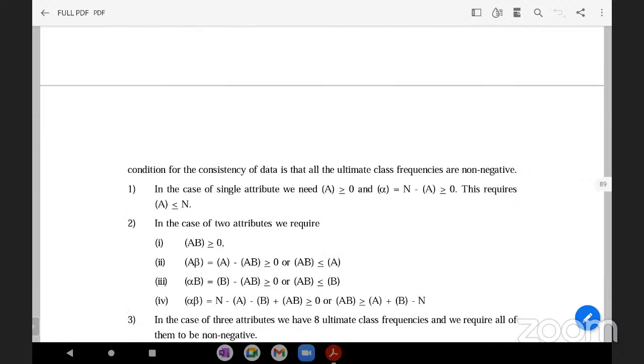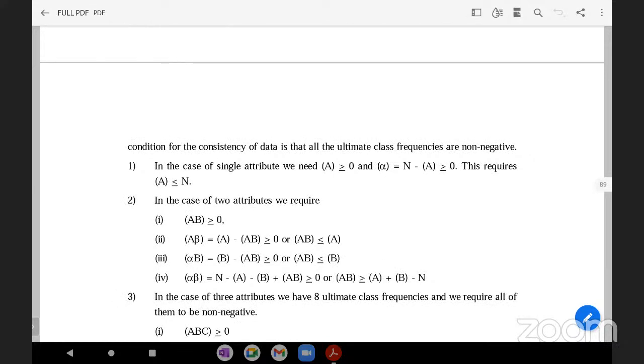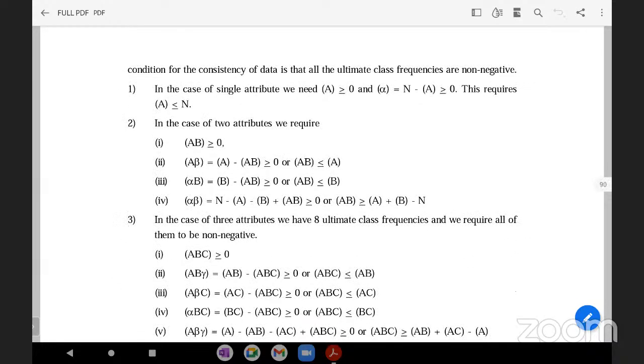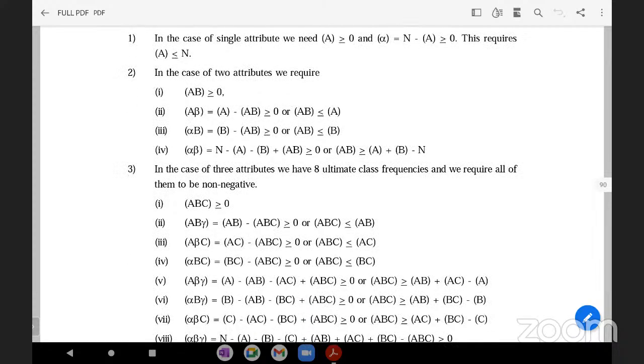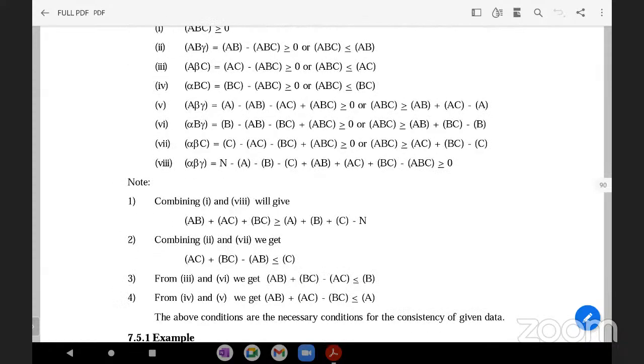Then the conditions. For a single order, that is condition number 1. The second order means condition 2, all are greater than or equal to 0. Condition 3 means third order classifications, and we can check here that all of these are greater than or equal to 0.